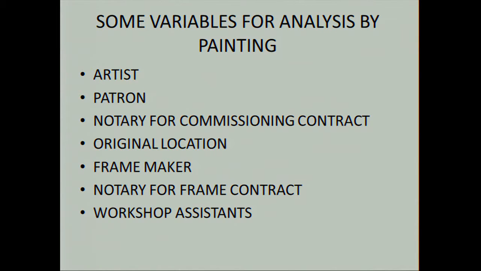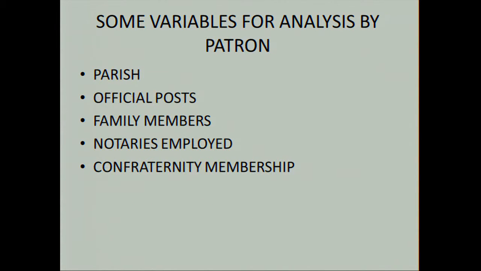So if I was going to analyse by painting, I would have a list like this with probably another 10 different variables. I can consider by patron, and I would want to then understand which parish they came from, their official posts, which notaries they employed, because that can indicate the circles that people moved in, and their confraternity membership.